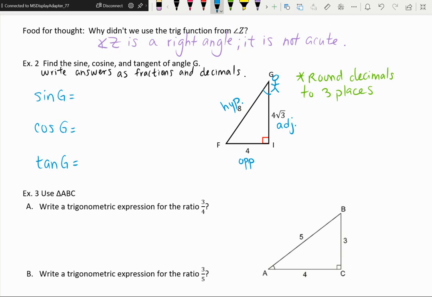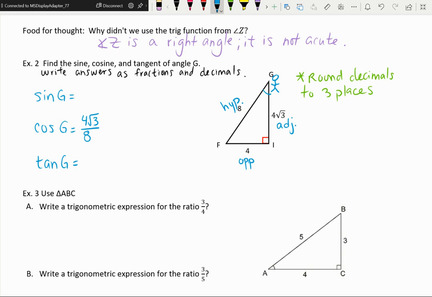I am going to do cosine of G for you. And then I'm going to ask you to do the sine of G and the tangent of G. And this is where our calculator work comes in. The cosine of G. All right, cosine is the adjacent divided by the hypotenuse. So cosine, I want my adjacent side, which is 4 radical 3, divided by my hypotenuse, which is 8.